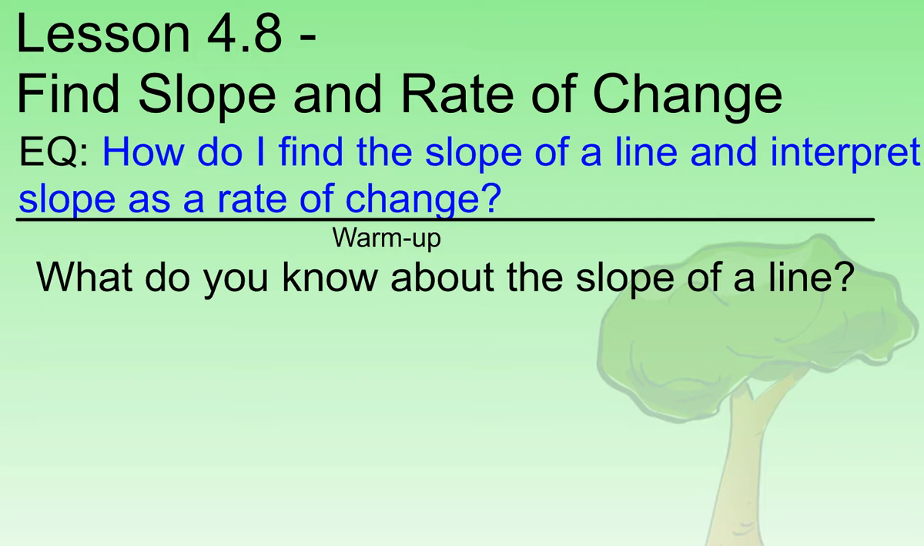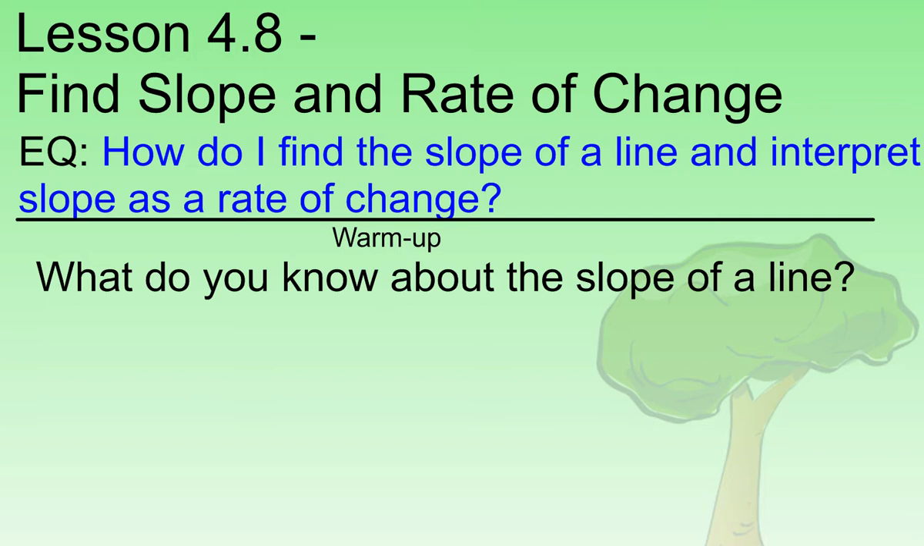In this lesson, we're going to find slope and rate of change. We're doing more talk with graphs of lines, more talk about graphing. The essential question says, how do I find the slope of a line and interpret the slope as a rate of change? The warm-up asks, what do you know about the slope of the line?